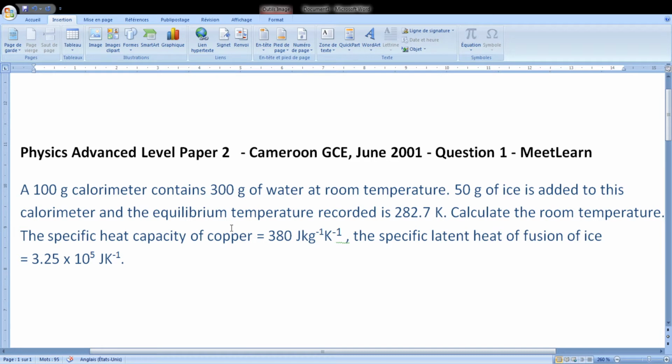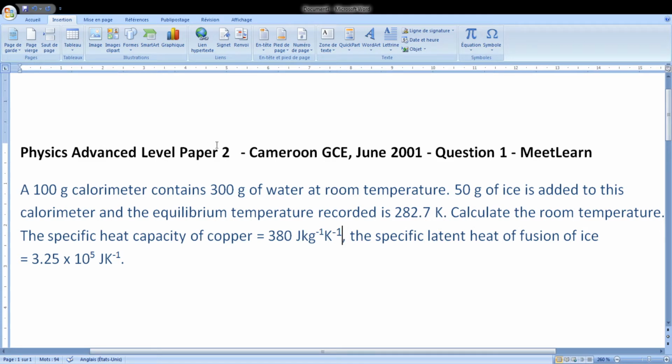We are so excited to introduce to you a new revision series for Physics Advanced Level, Paper 2. We are going to be taking equation daily by the grace of God. So we are going to start right away with June 2001, Paper 2, GC Advanced Level Physics, Question 1.